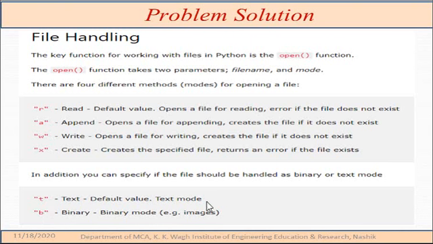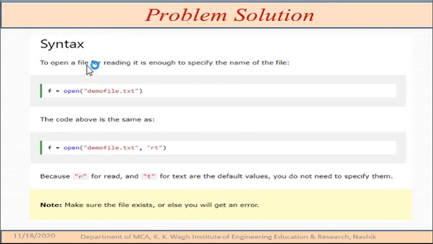What is the difference between text mode and binary mode? Text mode contains only text files, whereas binary mode may contain image files. Now the syntax for how to use the file handling concept in Python. To open a file for reading, it is enough to specify the name of the file, and with the help of the open function you can open the file. Simply give the name of the file in the open function, and we can assign that to a variable.